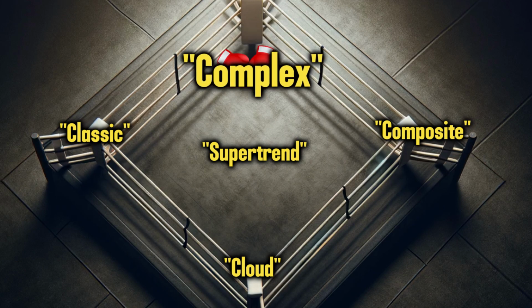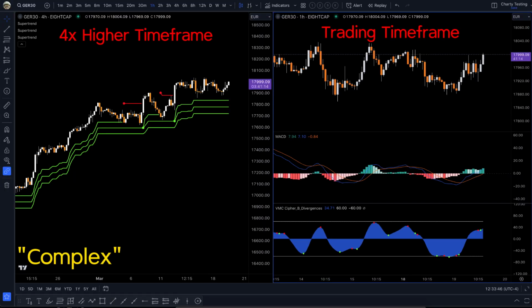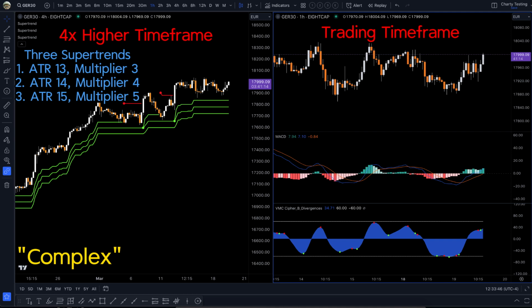For the one we call Complex, we're back to the same higher time frame super trends on the Forex chart for trend direction, but we use the MACD for pullback identification, and then the Cipher B oscillator as the signal generator.